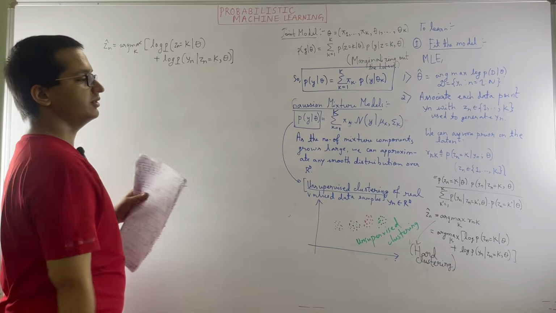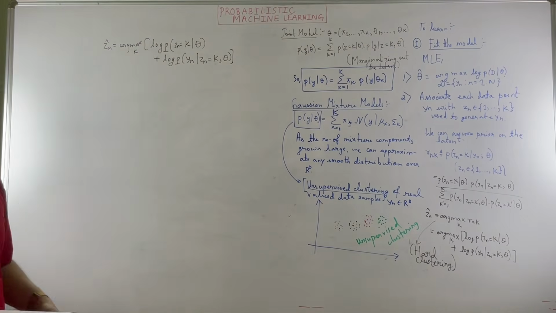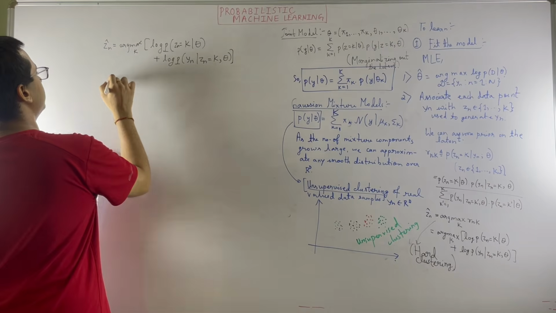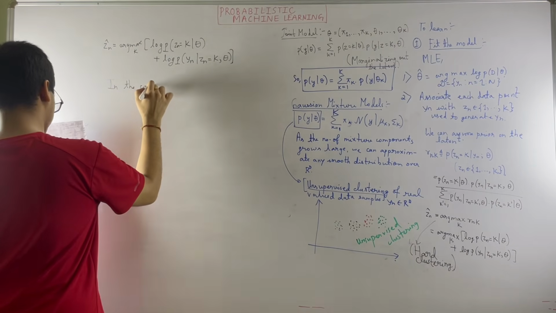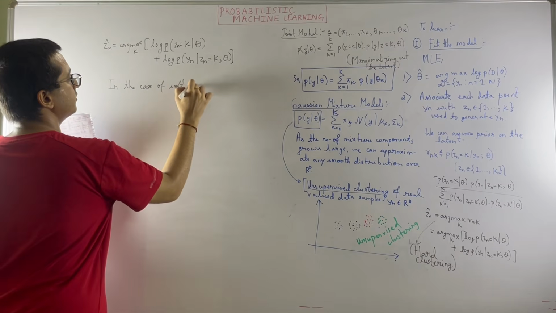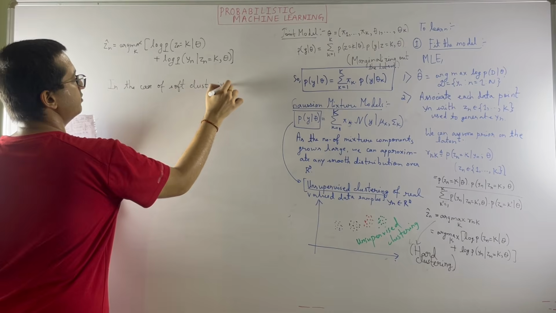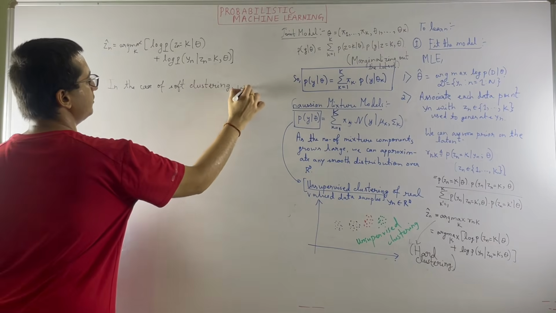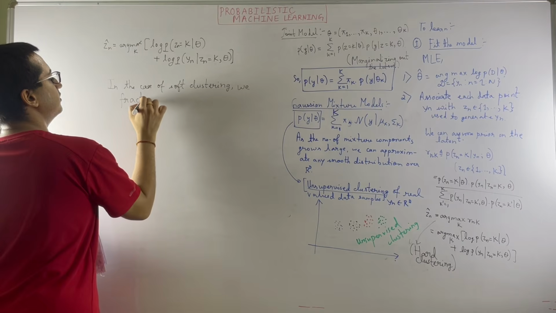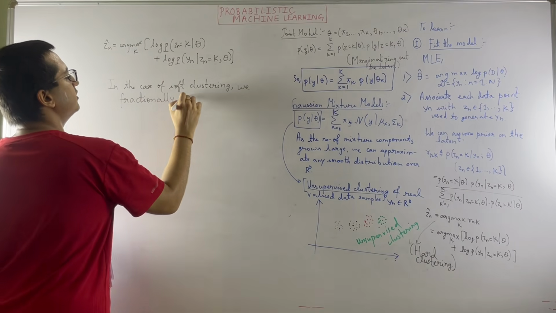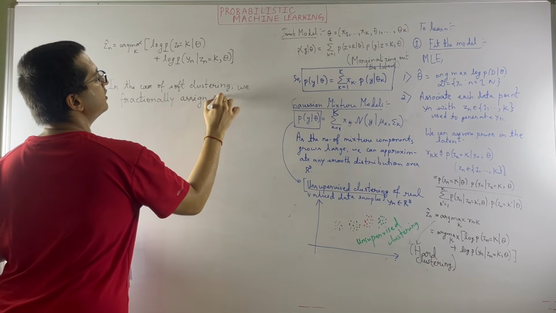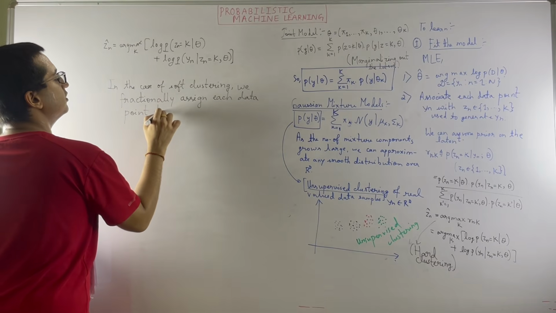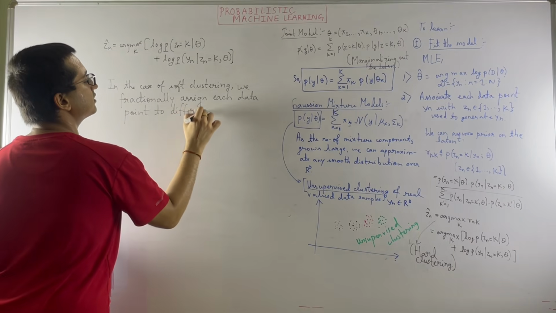Now, what we discussed there was hard clustering, right? But if we do not choose the argmax, then we have the case of soft clustering. All right. So in the case of soft clustering, I'm just writing down soft clustering. We fractionally assign each data point to different clusters.